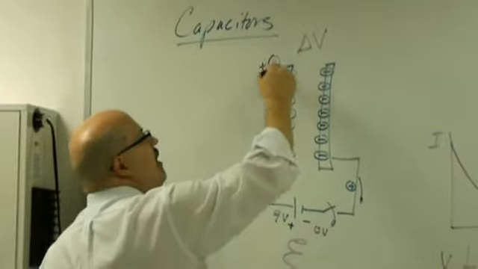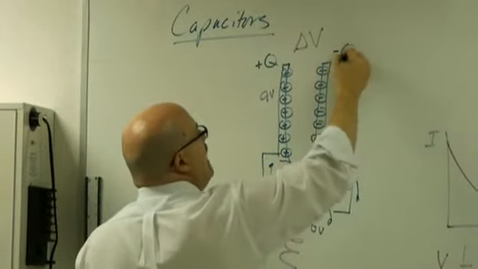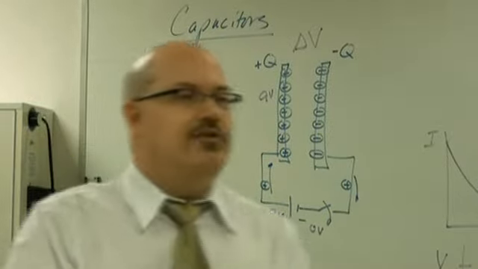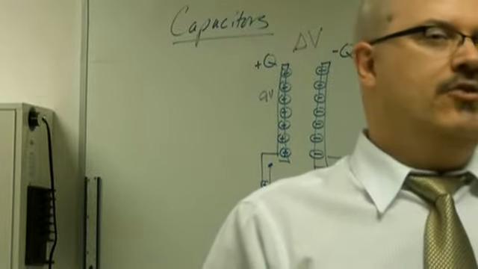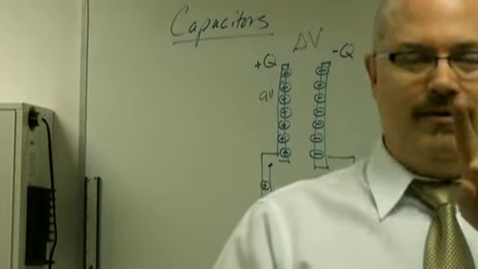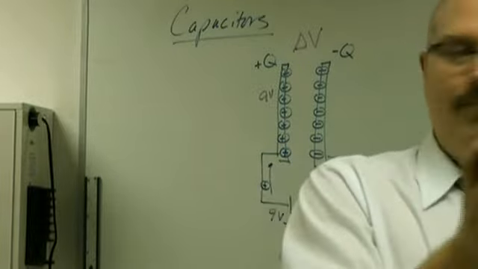When this thing charges up, the left side in my drawing will get a charge of positive Q. The right side will get a charge of negative Q. These two Qs are the same. That means the net charge on a capacitor is always 0. Okay? So when we talk about the charge held in a capacitor, we're just going to talk about one plate, because otherwise it always reads 0, if we add both together.